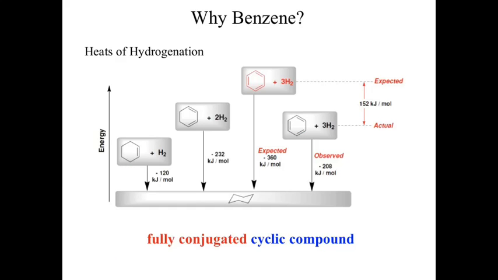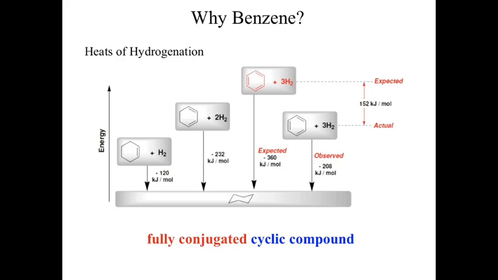So benzene is a fully conjugated cyclic compound, meaning all of the pi bonds within the ring can do resonance with each other, or are conjugated. And then further, because it's cyclic, it can feed back on itself, and we can negate potential positive and negative charges that we would have seen if this was just a straight chain. So these are our 2 characteristic features of benzene.